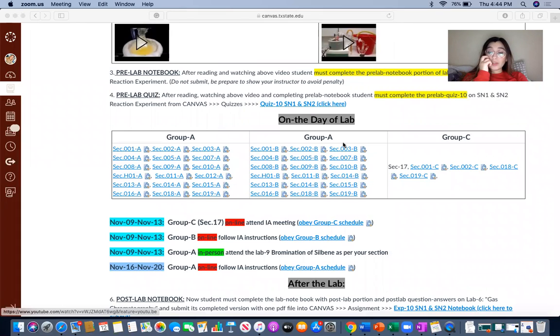Group C will be doing this online the week of November 9th through November 13th. Group B will be doing it at the same time as Group C, and then Group A will be doing this lab the week of November 16th through November 20th.